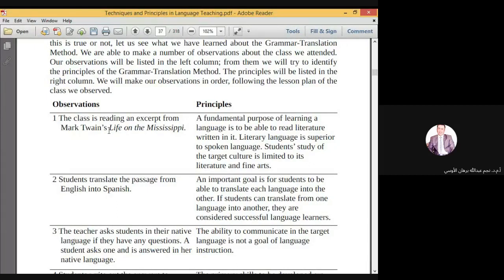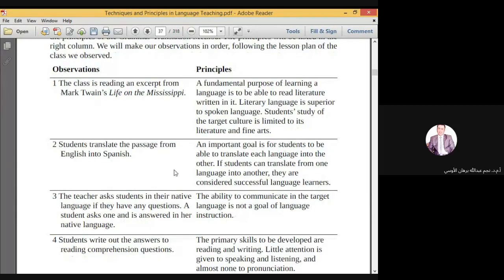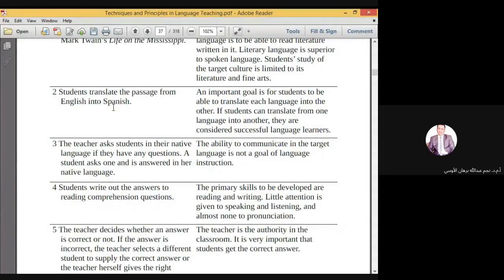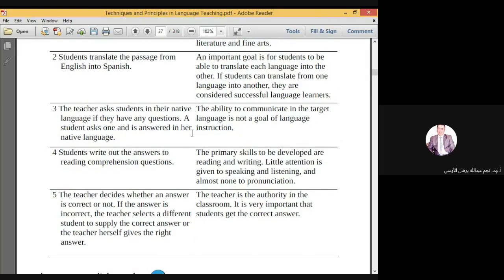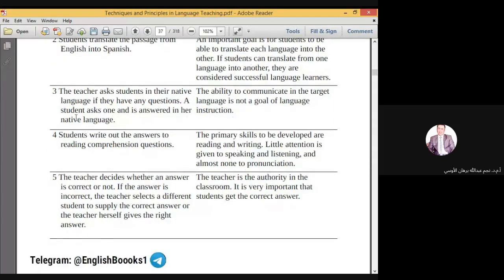The observation: the class is reading an excerpt from Mark Twain's Life on the Mississippi. What's the principle? A fundamental purpose of learning a language is to be able to read literature written in it. This is the first one. Two: students translate the passage from English into Spanish. Here we have English to Arabic, with Spanish as an example for the lesson. We deal with the English language and the Arabic language sometimes, just for explanation or comparison; we don't need to use it all the time. An important goal for students is to be able to translate each language into the other, like translating from English to Arabic and Arabic to English. This is a goal or a principle.